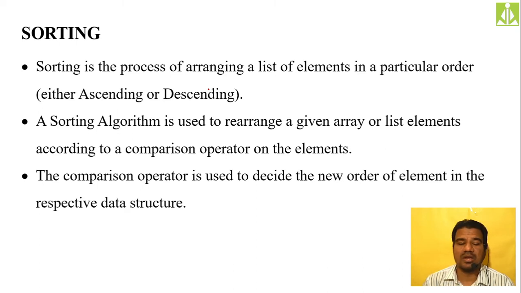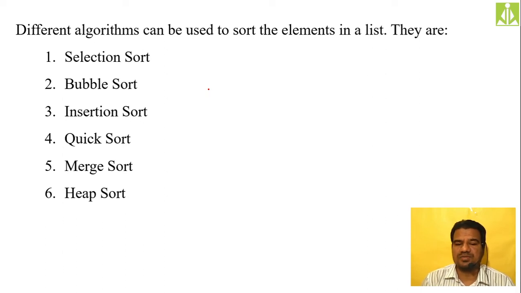Likewise, we do the sorting algorithm. The comparison operator is used to decide the new order of elements in the respective data structure. Whenever you are sorting the list, rearranging the list, we simply use comparison operators. Go to the next slide. We have different algorithms to sort the elements in a given list: selection sort, bubble sort, insertion sort, quick sort, merge sort, and heap sort. These 6 sorting techniques we need to discuss under this sorting concept.